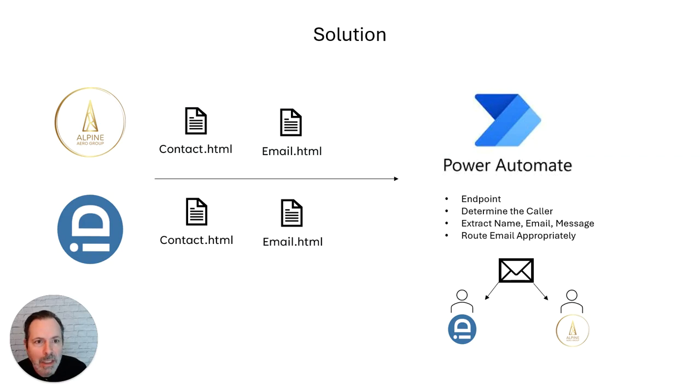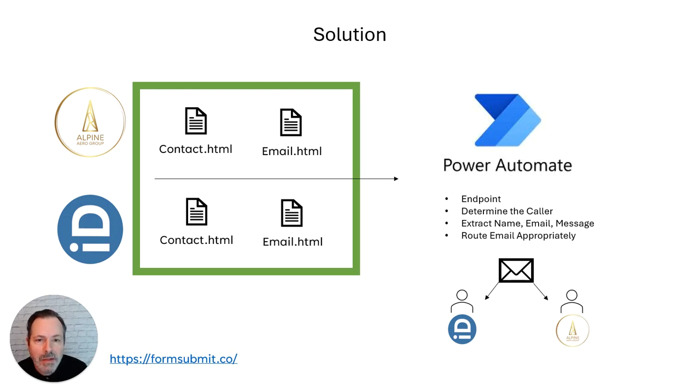And here's the solution that I came up with for my environment. First and foremost, I created a Power Automate flow that acts as an endpoint. So depending on which site calls it, it's going to send the information from the Contact Us form to Power Automate, and Power Automate will figure out who called or who the caller is, which site triggered this. It'll get the name, the email, the message from that contact form, and then route it appropriately, either to iDuomo in this case, or Alpine Aero Group in that case.